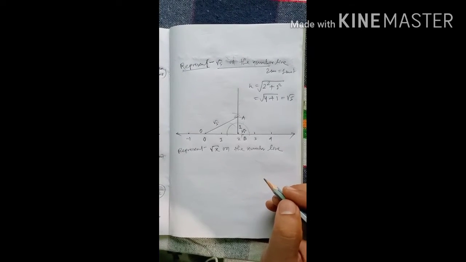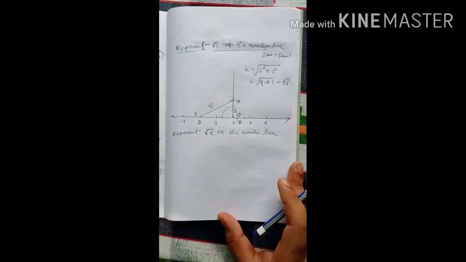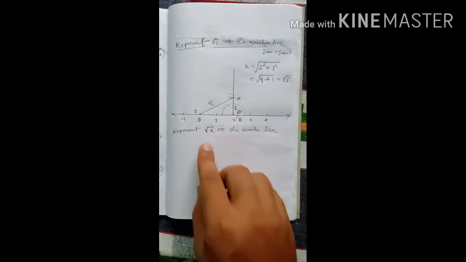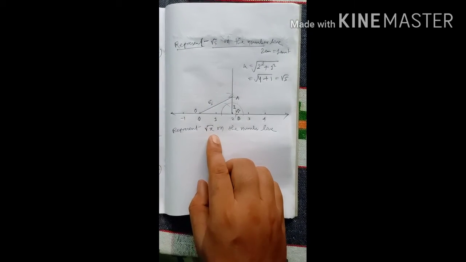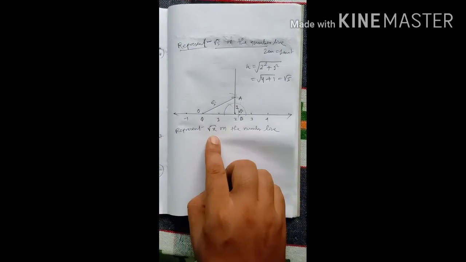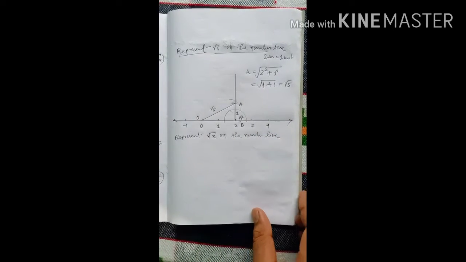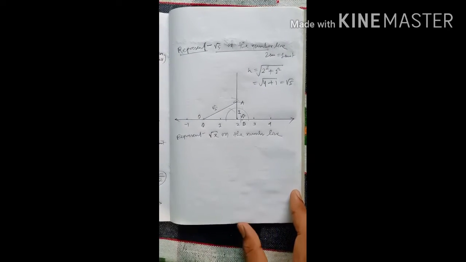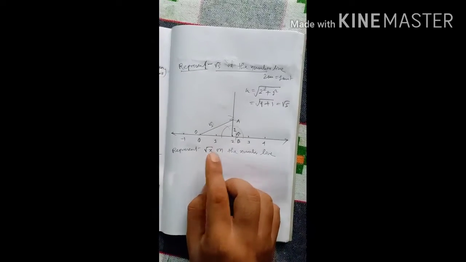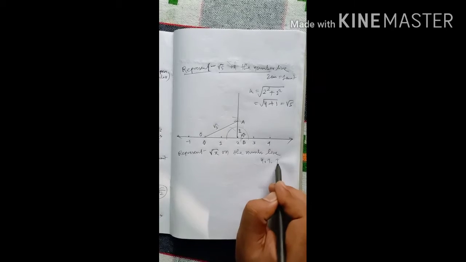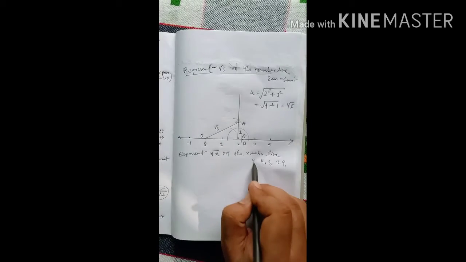Next, come to something different, that is, if we want to represent root over x on the number line, then what we have to do? And here x is something like a decimal number, like 4.3, 3.9, 4.5, like this.